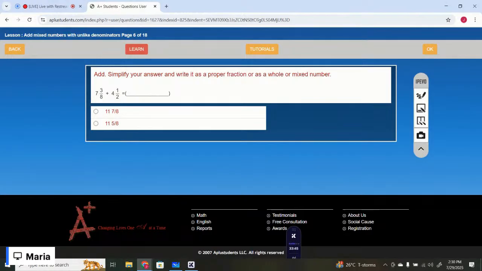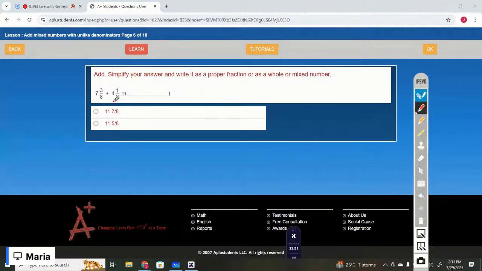Seven whole 3 by 8 plus 4 whole 1 over 2. 2 times 4 is 8, so we need to multiply this fraction by 4. 7 whole 3 over 8 plus 4. 1 times 4 is 4 and 2 times 4 is 8. That is 11 whole 7 over 8.